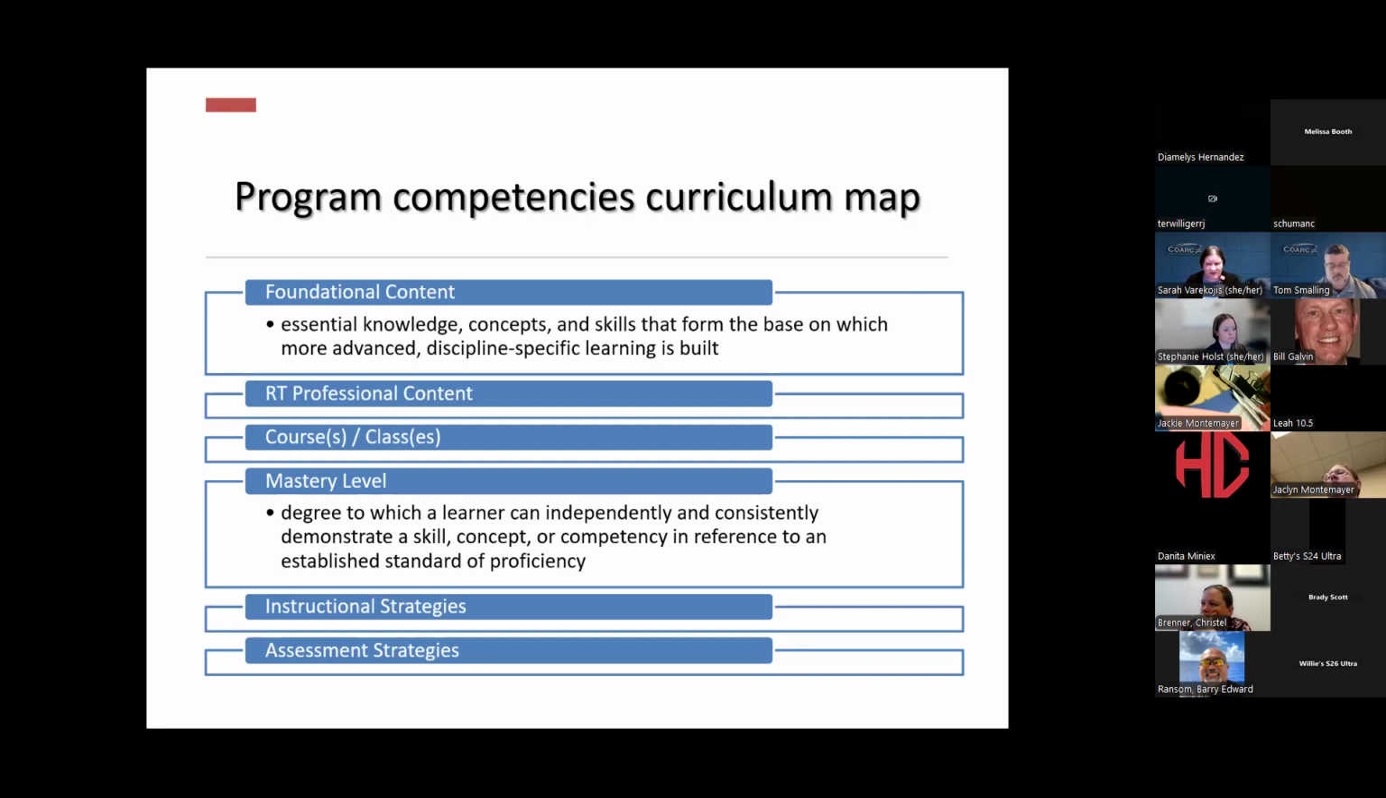And so this is the degree to which a learner can independently and consistently, those are two important words, right? Independently and consistently demonstrate a skill, a concept, or a competency in reference to an established standard. So we're going to talk a little bit more about those mastery levels here in a minute for how you're going to assess that. And then I would have a column for instructional strategies, and then I would also have a column for assessment strategies.